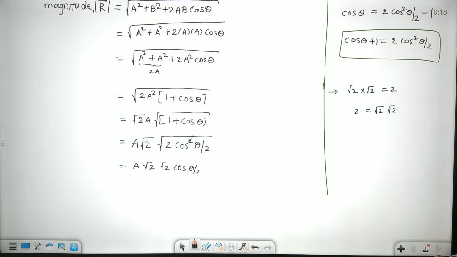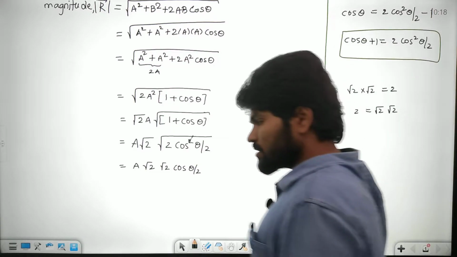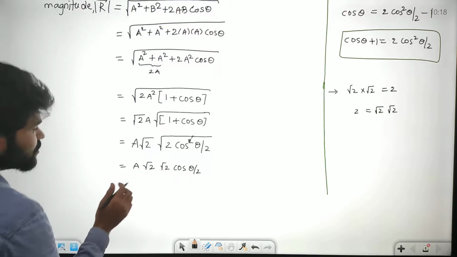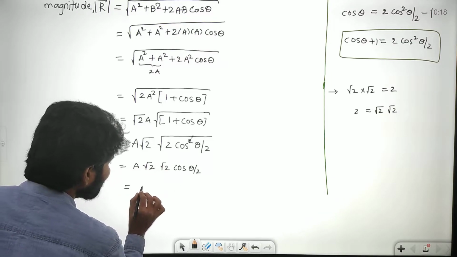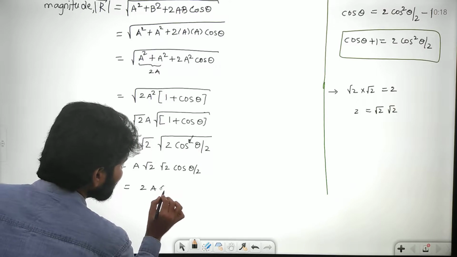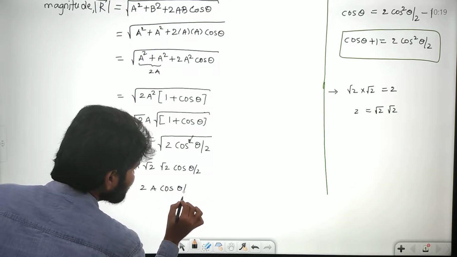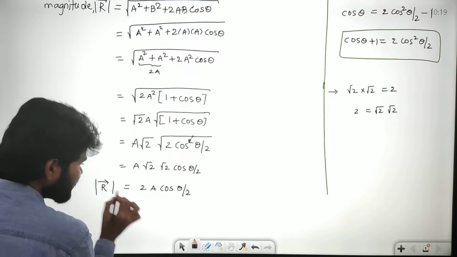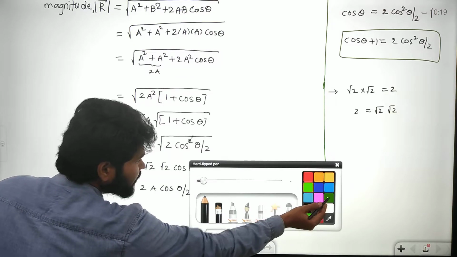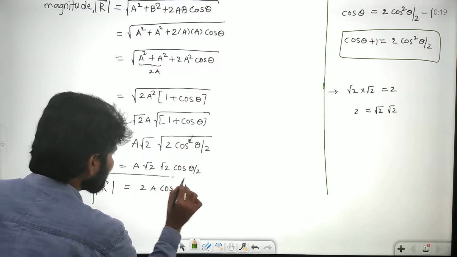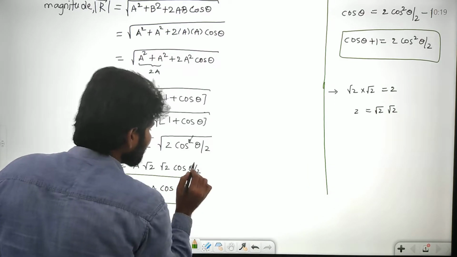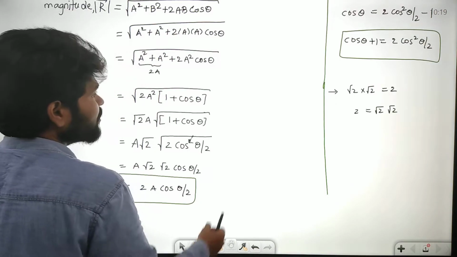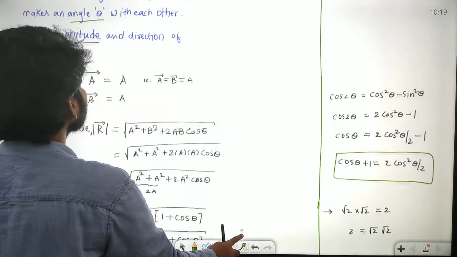This is very important. In our coming discussions, this will come continuously, regularly. See, 2. So I can write finally 2A cos theta by 2. What is this? This is the resultant vector of the vectors A and B. Okay, hope you understand. Let's come to our discussion again.